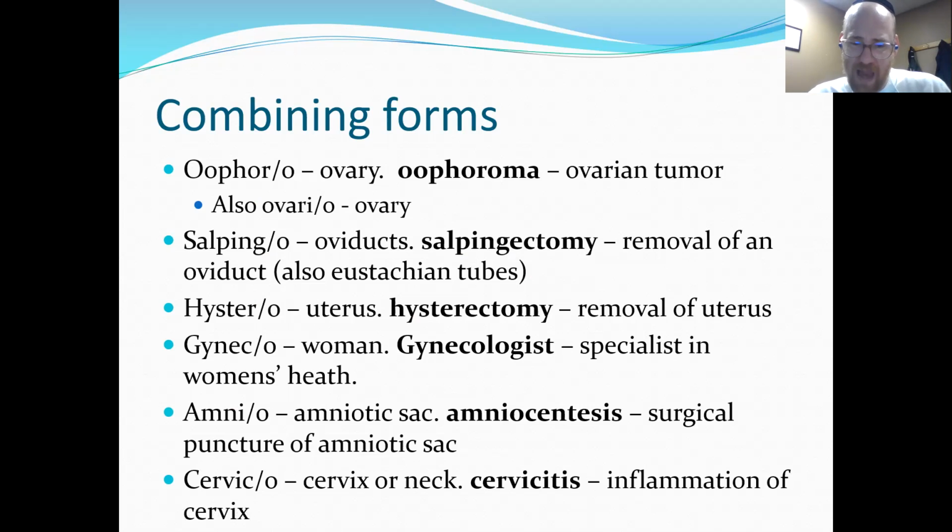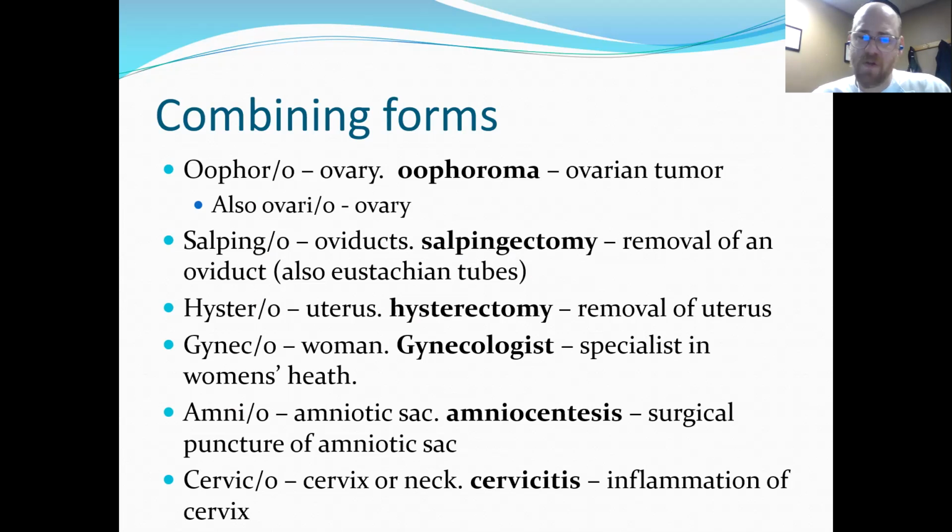So then we have the amniotic sac. This is a sac that develops during pregnancy and contains the amniotic fluid. There are times where an amniocentesis is performed during pregnancy, not only to ensure that the baby is healthy, but also that the mother is healthy as well.